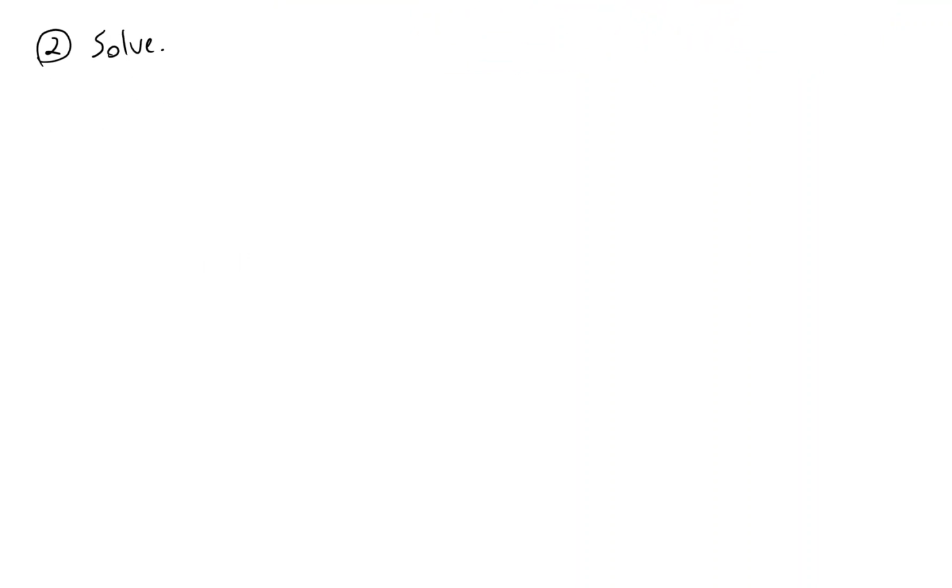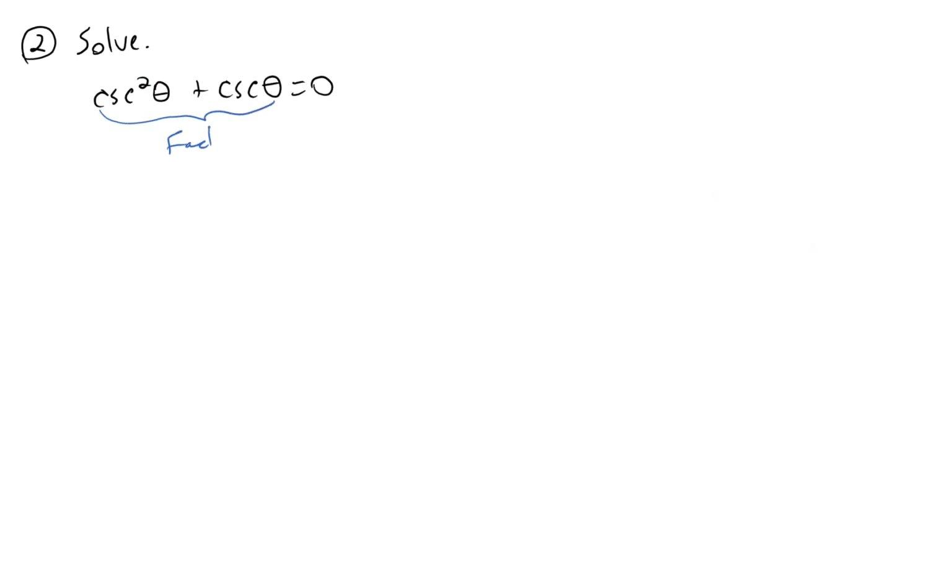And in this case, let's solve cosecant squared theta plus cosecant theta equals 0. Now, because one of these terms is squared and one of them is to the first power, I can't use a square root. So instead, I'm lucky enough to have a 0 on the right side, so what I'm going to do is factor the left side.